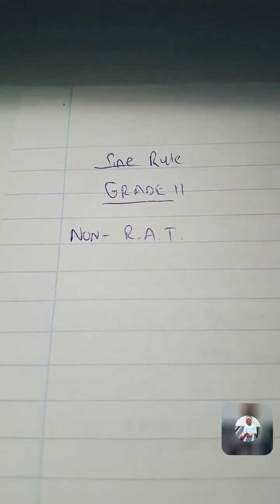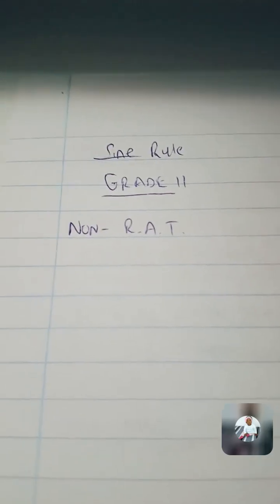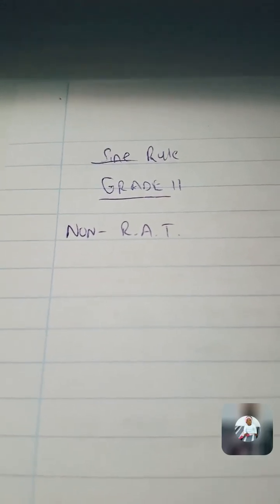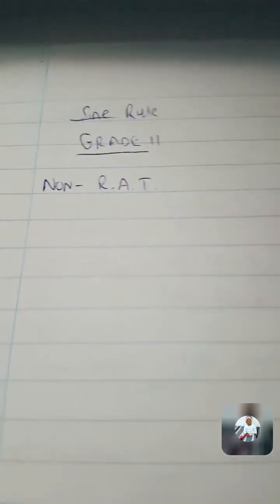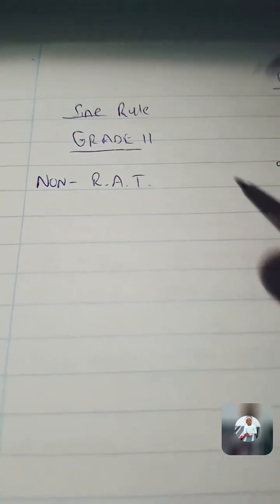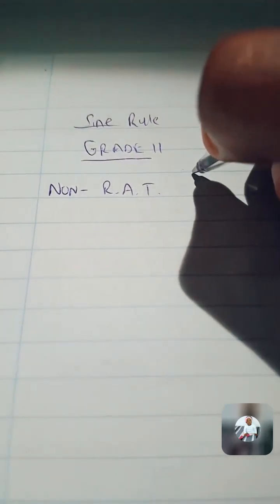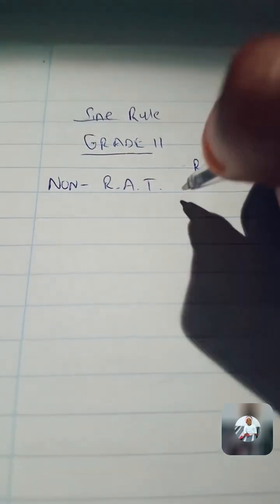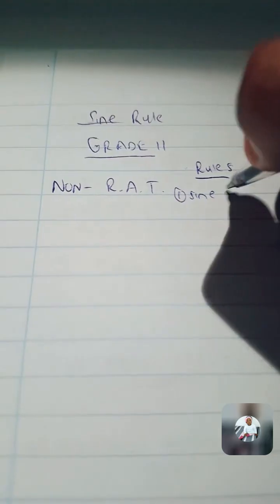Which means it's just a triangle, and it's not right-angled. So then the $1 million question is, how do we deal with a non-right angle triangle? They suggest there are rules, 3 of them that you need to know. One is the sine rule.